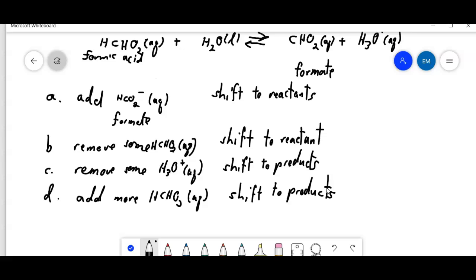A change in the conditions. If a system is at equilibrium, a change in the conditions, the concentration of reactants or products, is going to put a stress on the system, and the system is going to adjust to compensate for that stress.